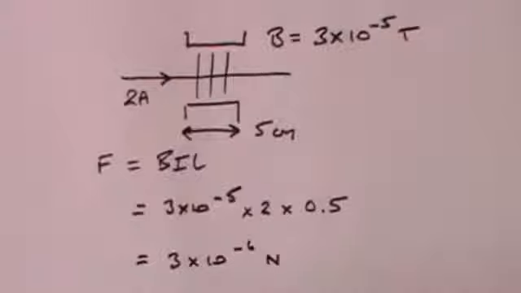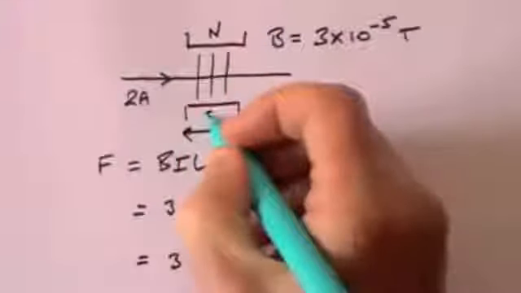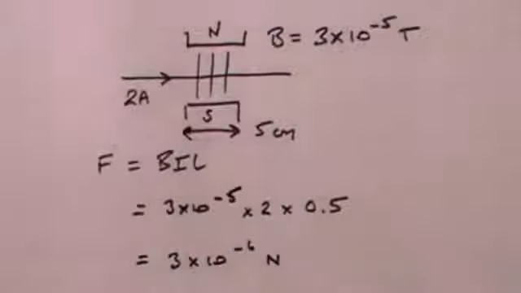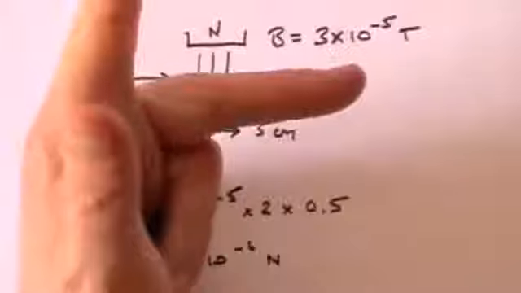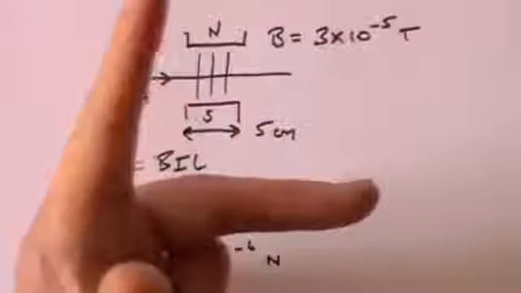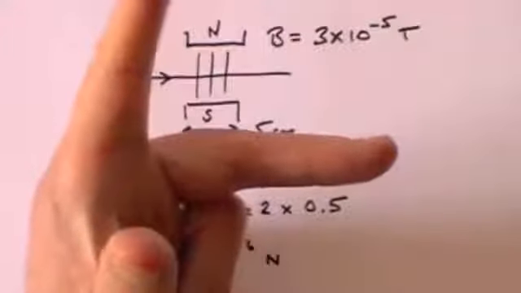And if we're asked in which direction, then we need to apply Fleming's left-hand rule. We're going to assume that this is north and this is south, so the field is going downwards. So using Fleming's left-hand rule, the current is going to the right, so we use the second finger for the current to the right, but the field I've pointed in the wrong direction. I'm at present using field going upwards, and that results in my thumb coming out of the page.